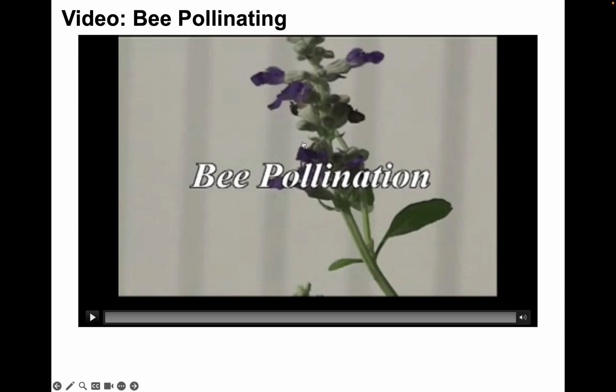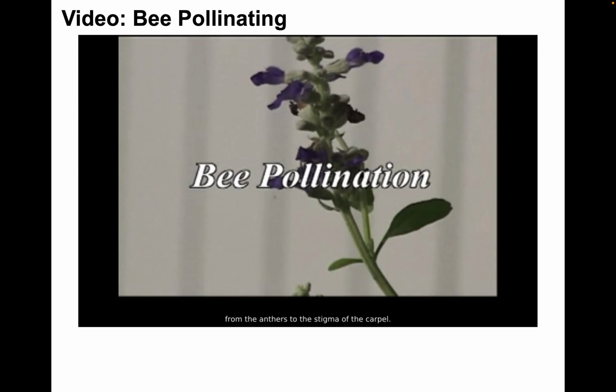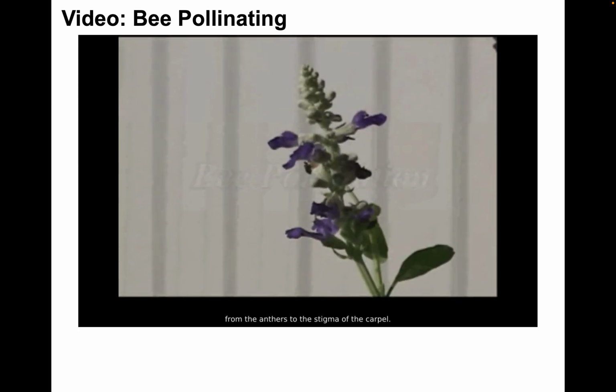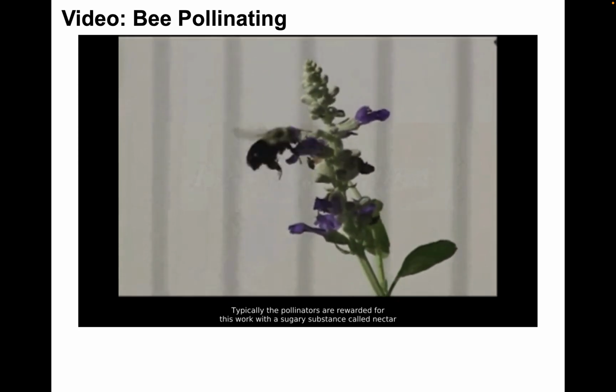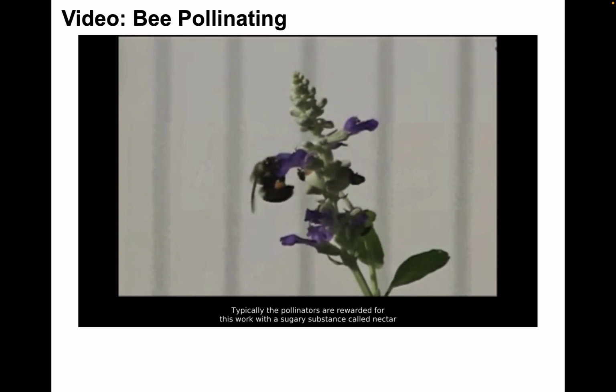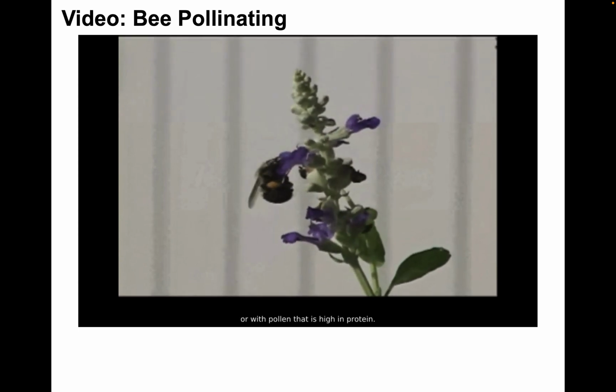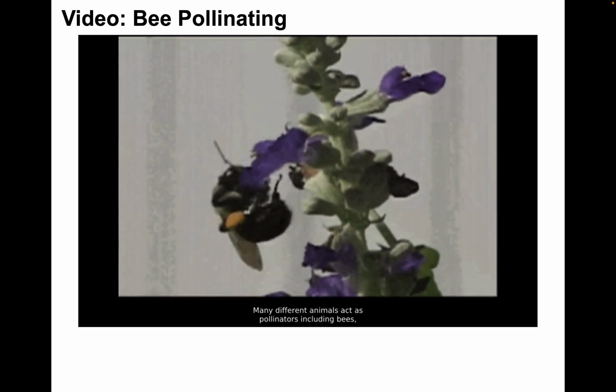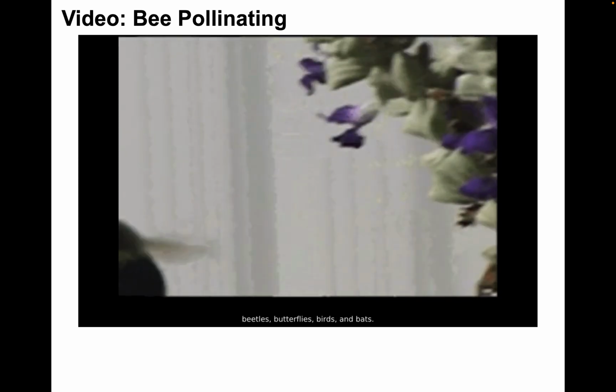Let's check out this video. Many plants rely on animals to transport pollen from the anthers to the stigma of the carpel. Typically, the pollinators are rewarded for this work with a sugary substance called nectar, or with pollen that is high in protein. Many different animals act as pollinators, including bees, beetles, butterflies, birds, and bats.